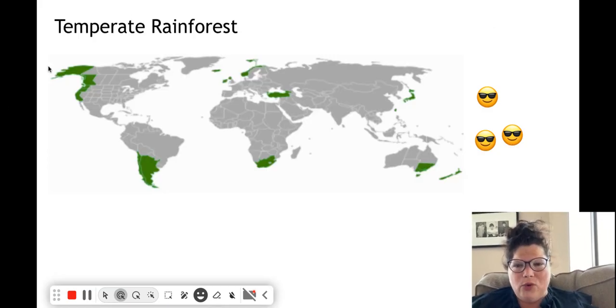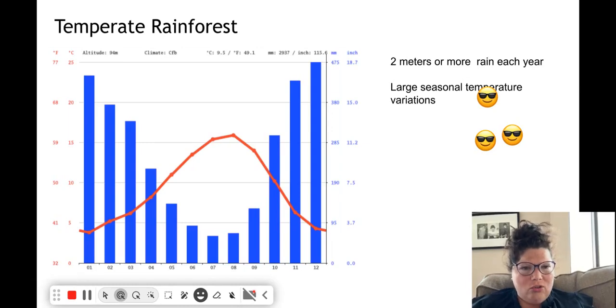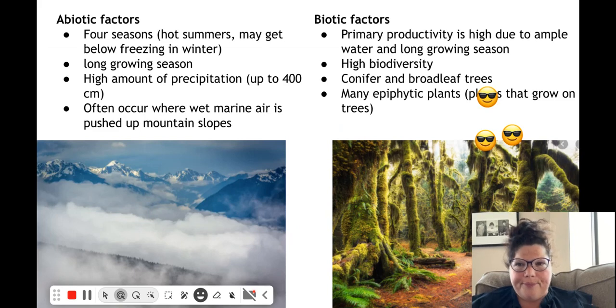All right, temperate rainforest. This is going to be your Alaska, your California, and then south in Argentina and Chile, that area as well, or north in the Scandinavia area. Same thing, you guys know how to read this, but you should notice we're getting a lot more rain. Our rain numbers are massive compared to the one we were looking at before. And we're also going to get large seasonal temperature variations. So that means most likely 4 seasons throughout the year.